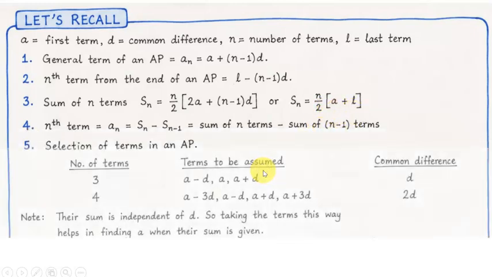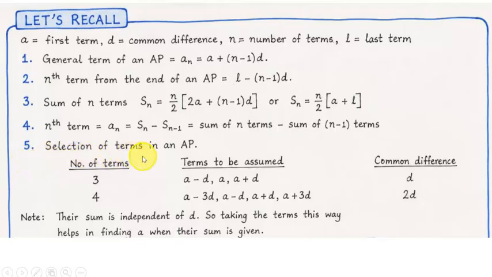Next, we can find the nth term by using the sum also. That is, an = Sn - Sn-1, which means the sum of n terms minus the sum of n - 1 terms. Okay. Now, next.